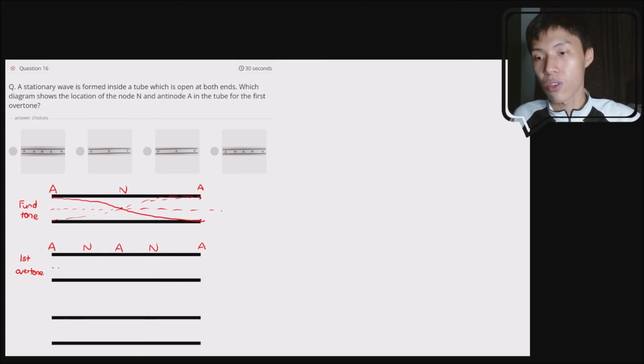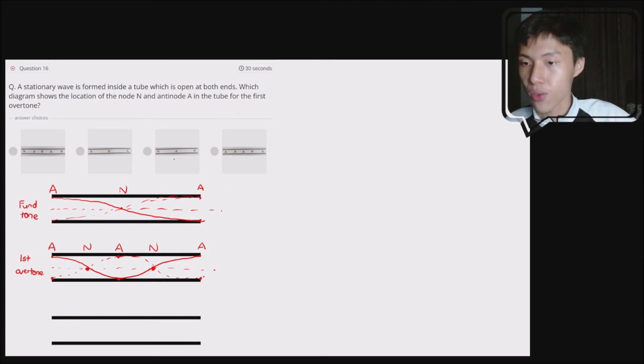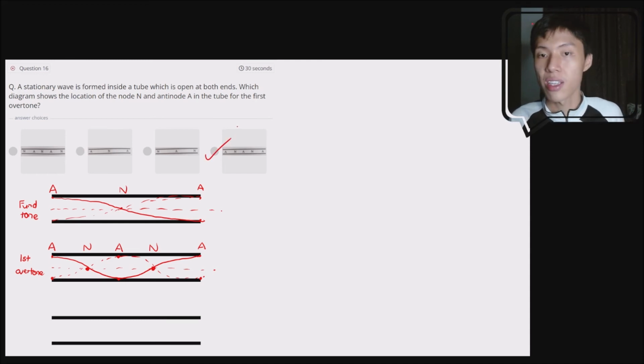Now if you draw a graph over here, at these two points you should hit back to the equilibrium position, and at the antinode it should be maximum. So if you sketch the graph, it looks like this, and on the other side it will be like this. So this will be the first overtone. If you know this is the first overtone, you can straight away check for the answer. Then the answer will be this one. So this is how you do it.